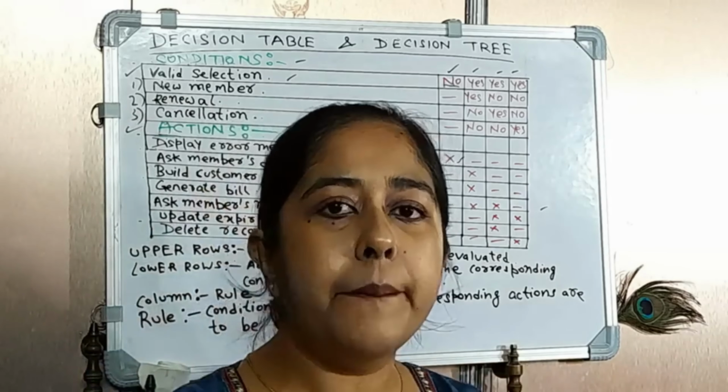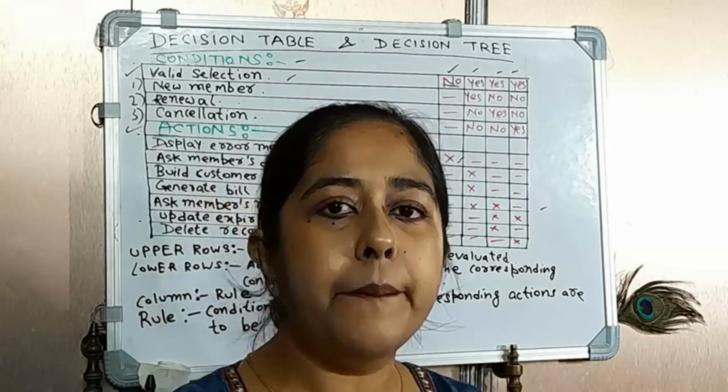So the first thing seen is the valid selection. If the thing I have selected is not from these three options, then an error message will be shown. My main thing is whether you want to be a member, whether you want to renew, or whether you want to cancel. If from these three nothing is selected, then it's no, error message.